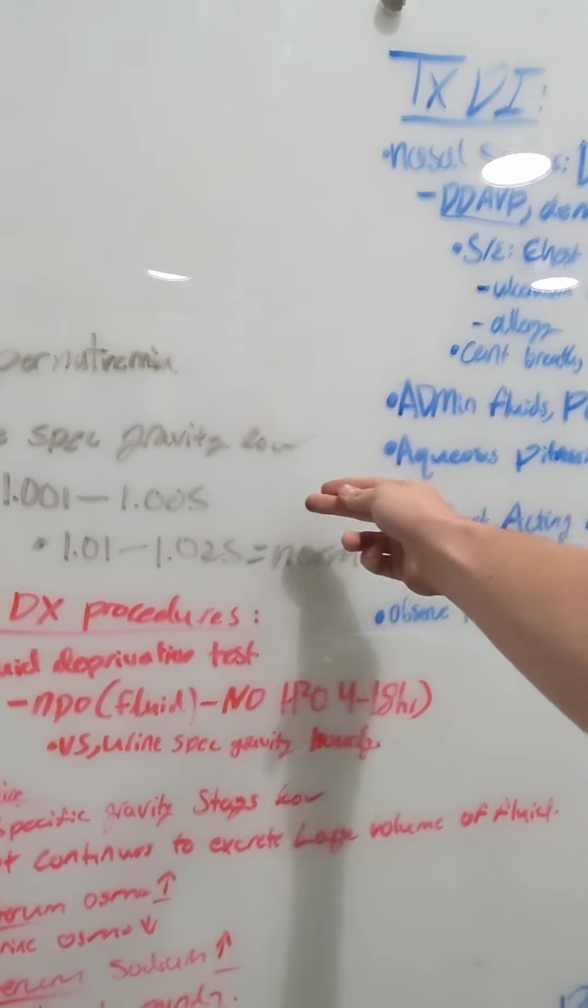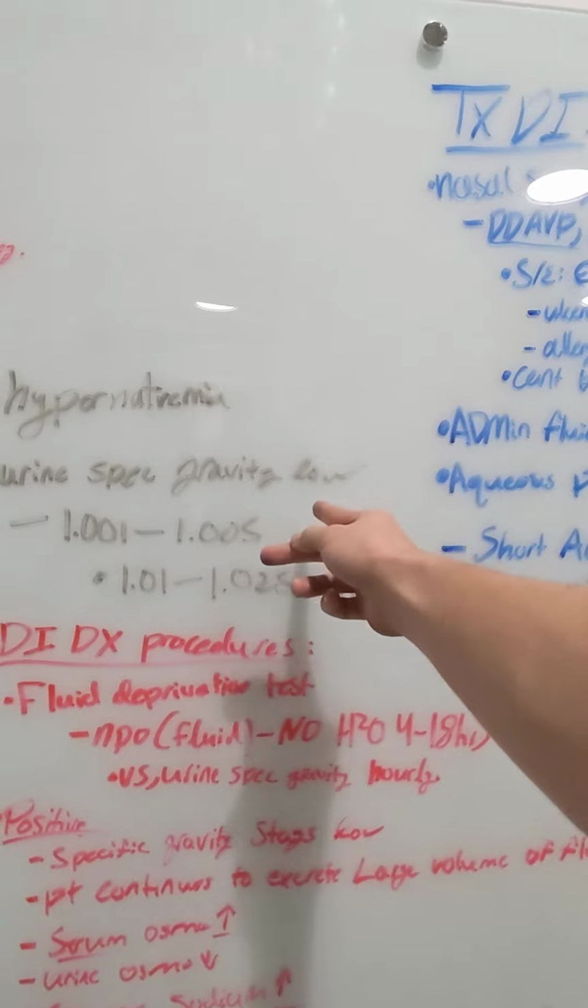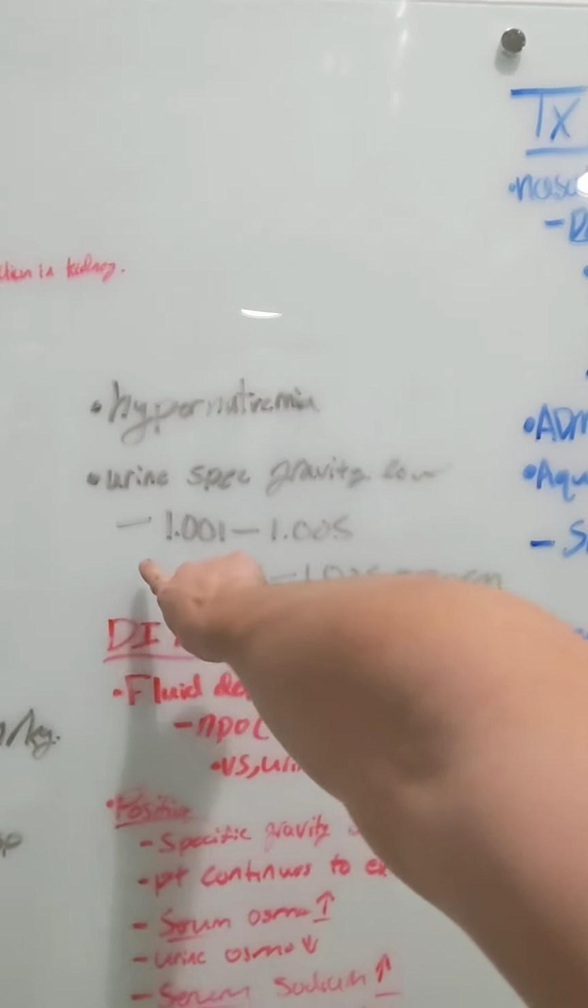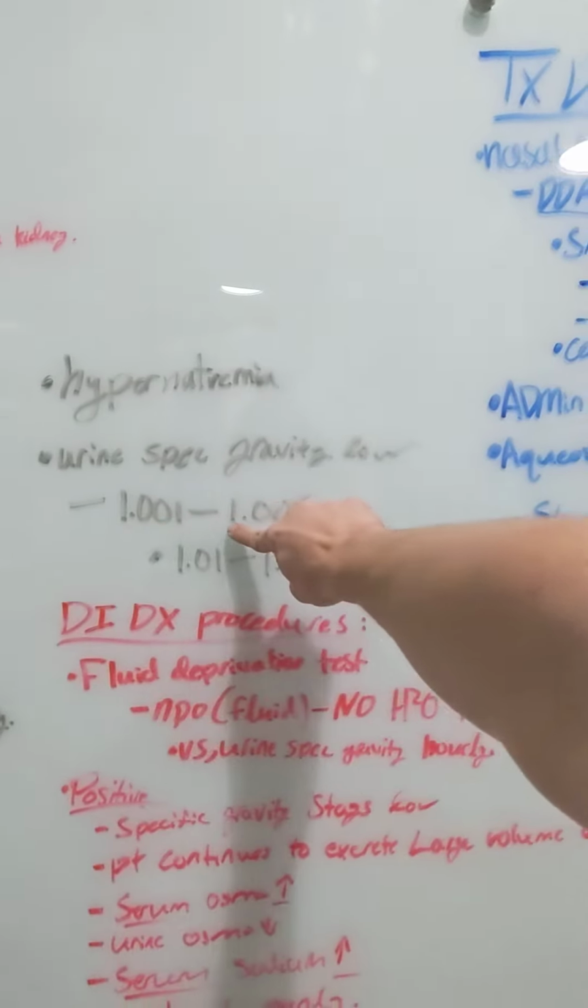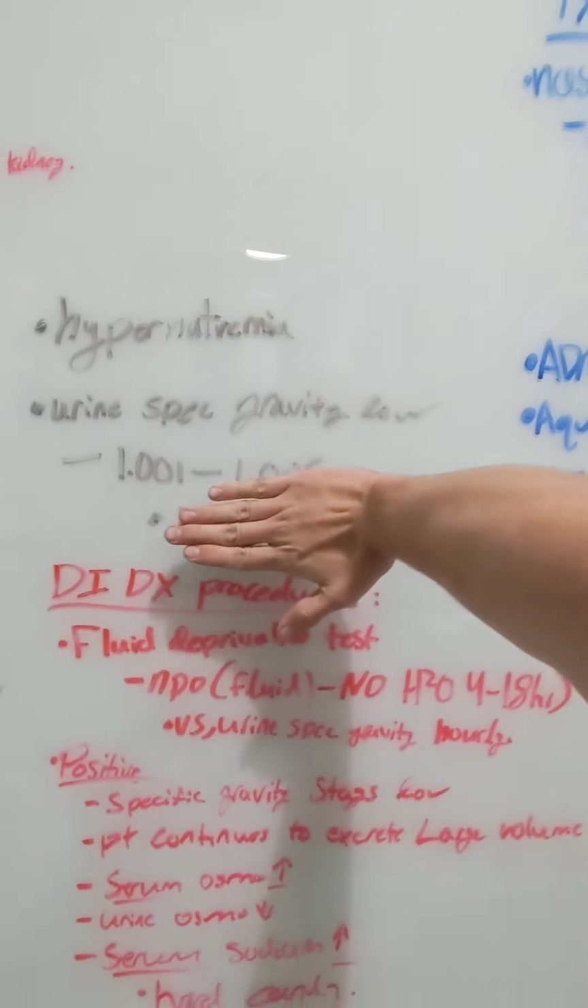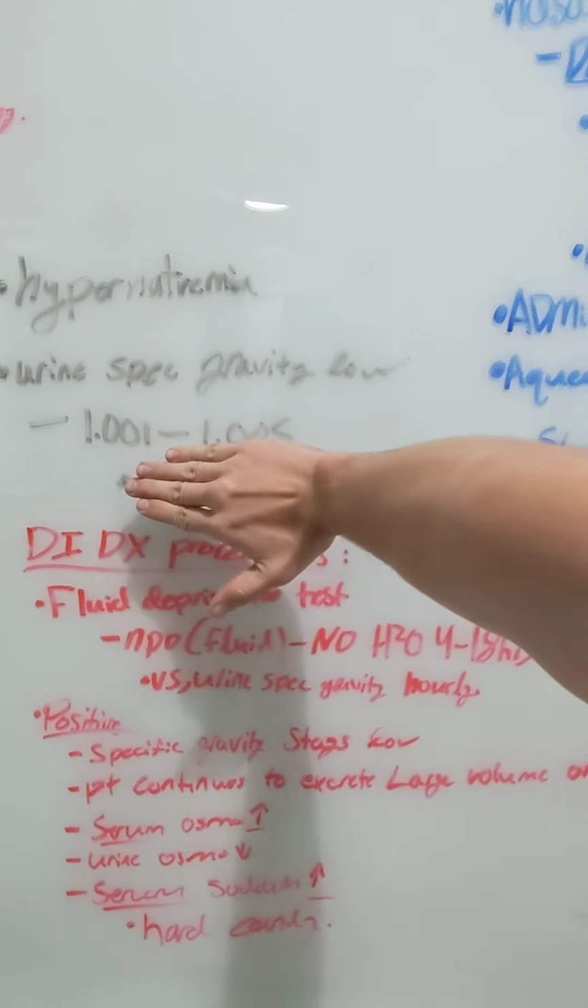Urine specific gravity is going to be low. It's going to be 1.001 through 1.005, and normal, without looking, is 1.01 through 1.025.